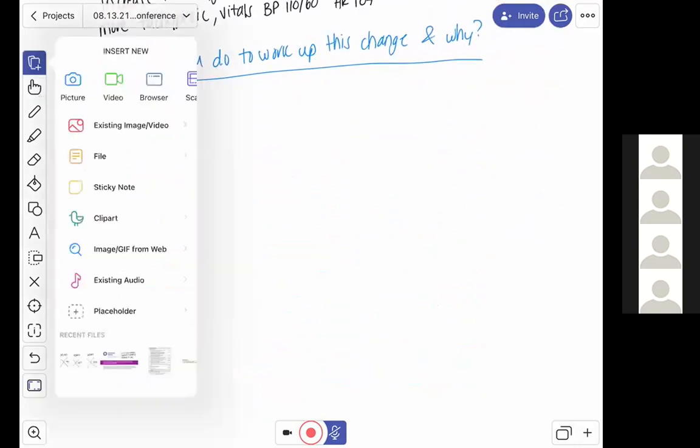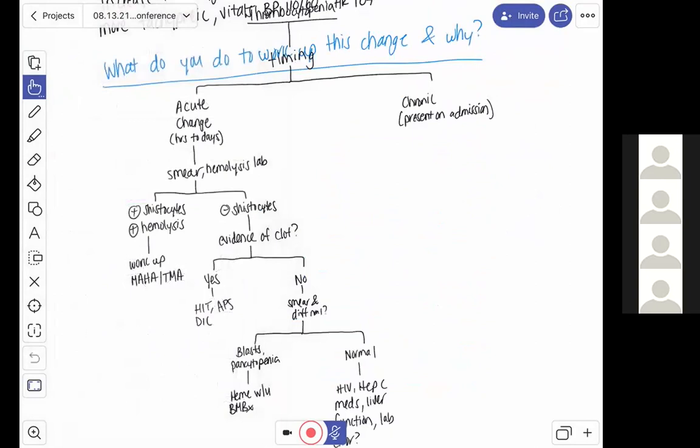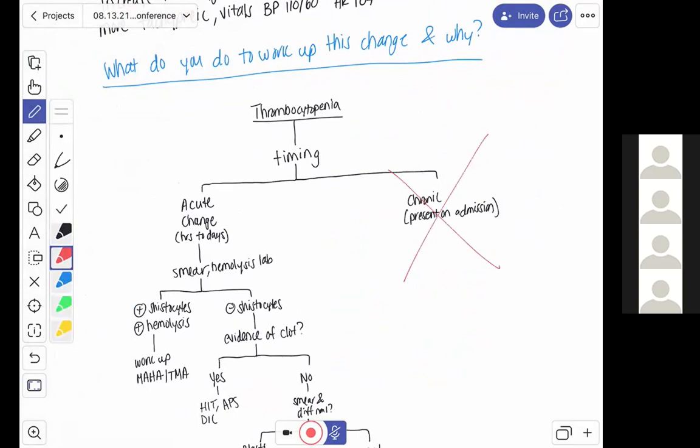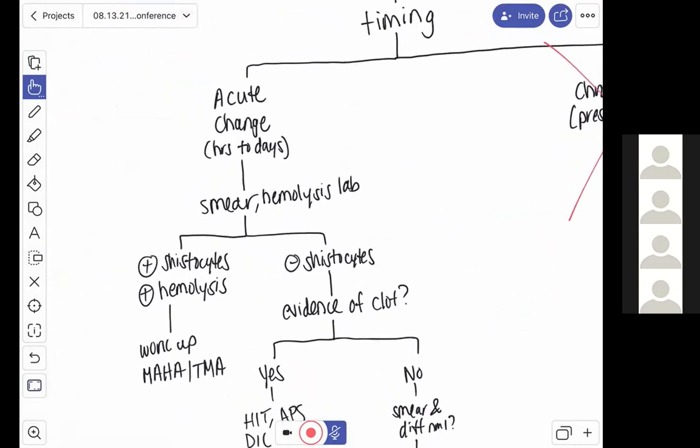So first, let's talk a little bit about how to think of thrombocytopenia for the inpatient. So for me, it's all about timing. So if I'm admitting a patient and they have chronic thrombocytopenia, that's this side of our differential. We're not going to talk about that for today because we have a patient with an acute thrombocytopenia. And so the way that I think about it is it has to be an acute change, so hours to days. And my first branch point when I evaluate somebody with thrombocytopenia is to say, what does their smear look like? And what are their hemolysis labs?